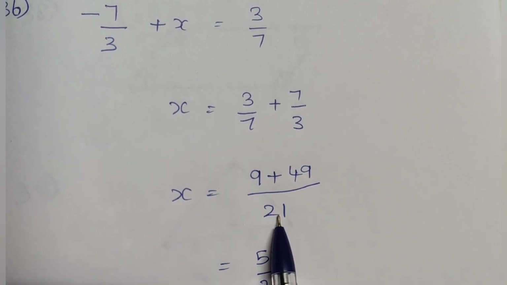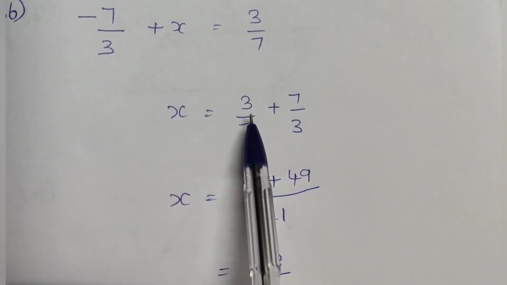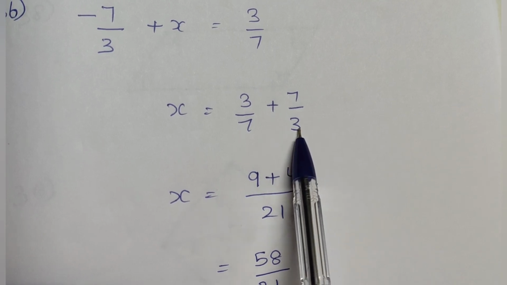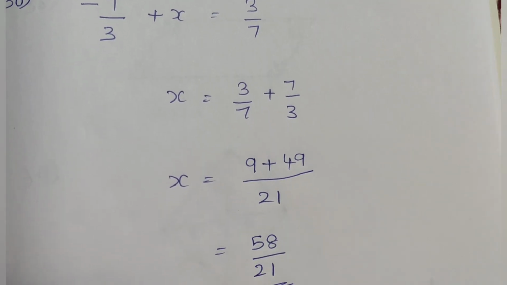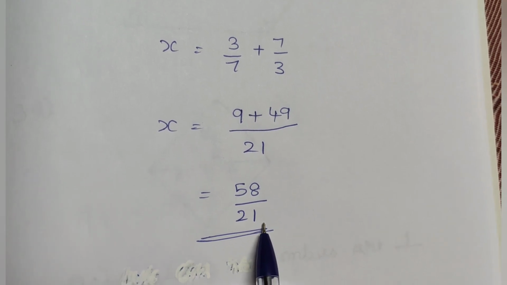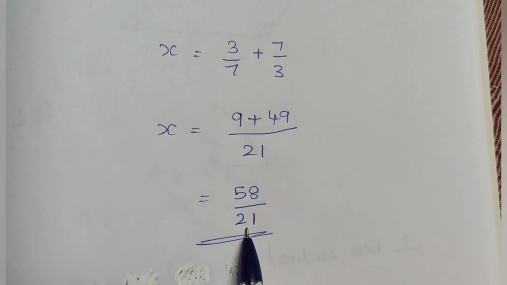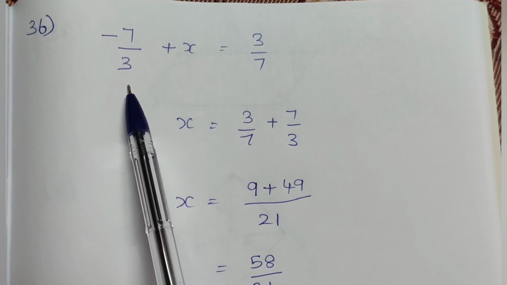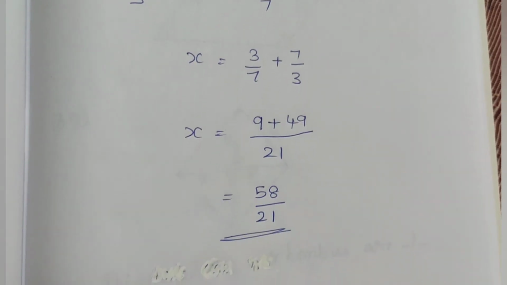The LCM is 21. 21 divided by 7 is 3. 3 3s are 9 plus 21 divided by 3 is 7, 7 7s are 49. x is equal to 9 plus 49, 58 by 21. Therefore, 58 by 21 must be added to minus 7 by 3 to get 3 by 7.